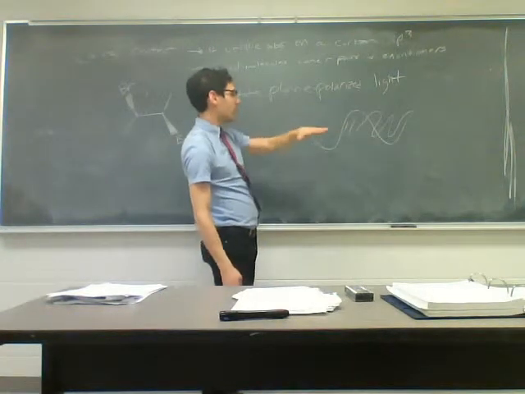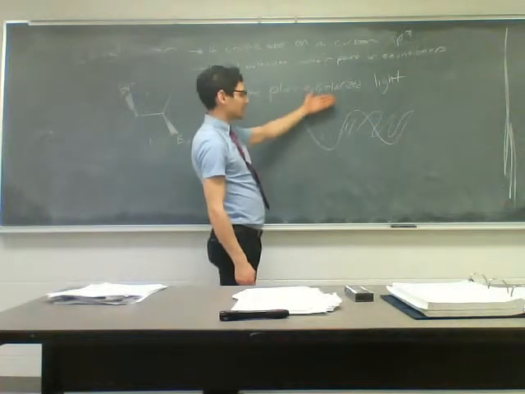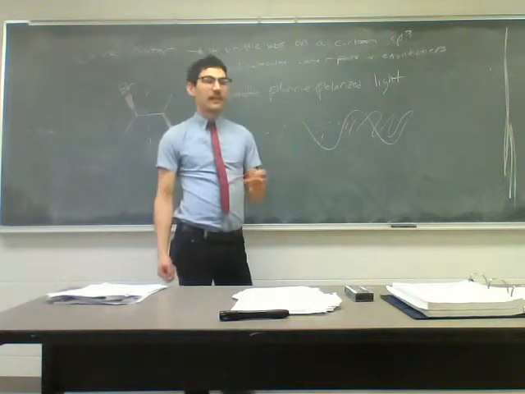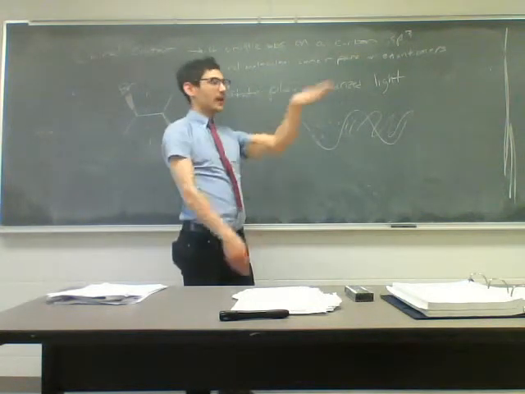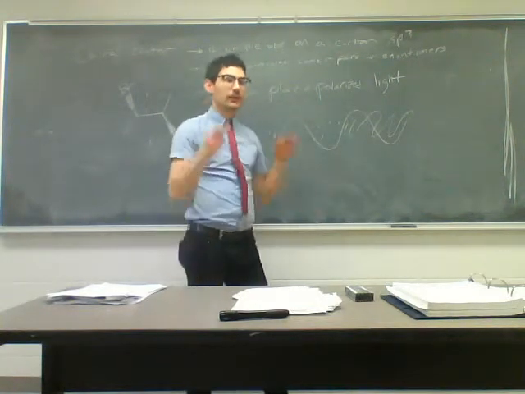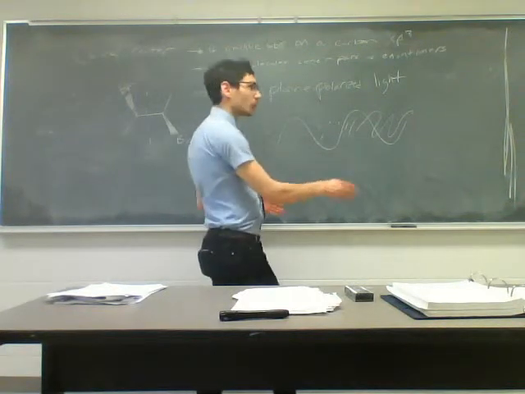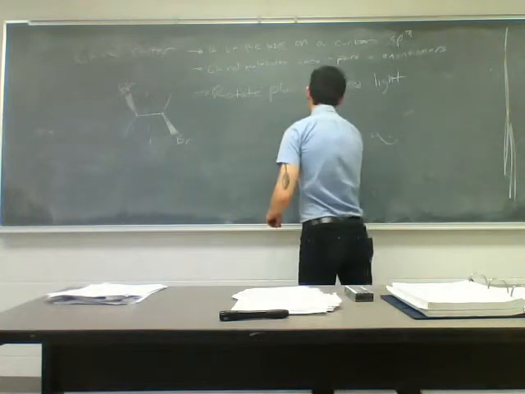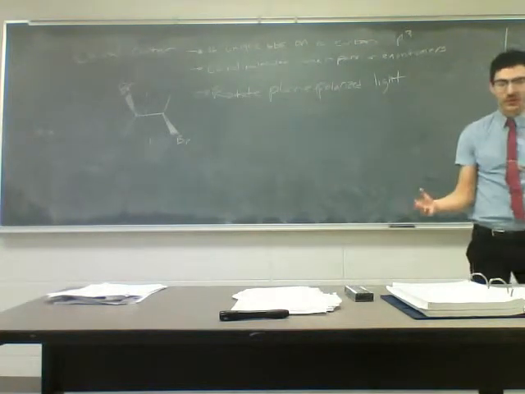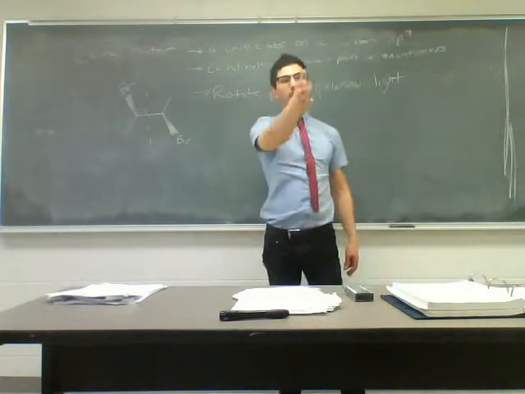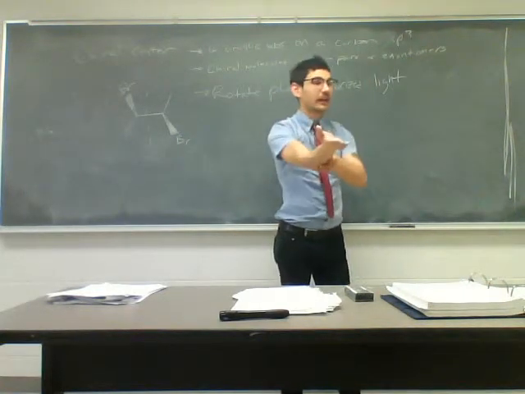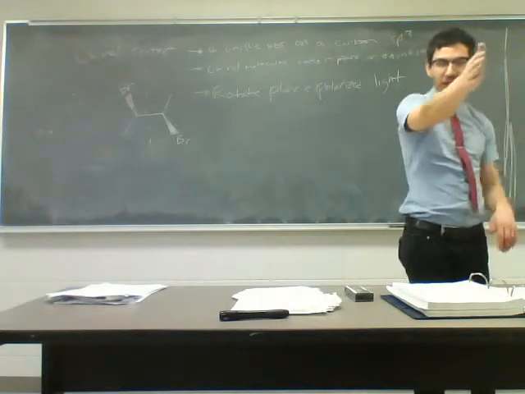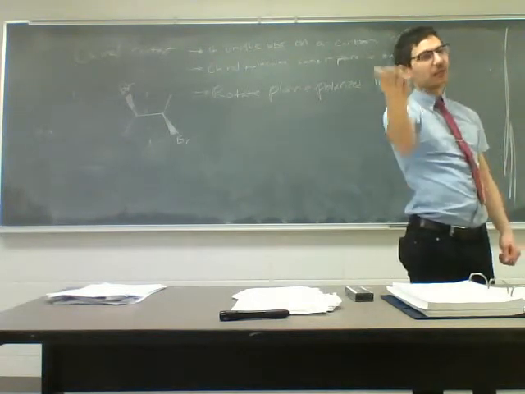So there might be one wave that's oriented this way, one oriented this way, all different ways. Plane polarized light is light that's emitted, and the wavelengths are only in one plane. So it's nice, orderly light, orderly beams of light. And when that kind of light hits a solution or a molecule with a chiral center, the chiral center will rotate that plane that the light wavelength is in.